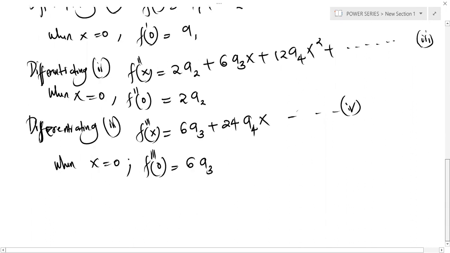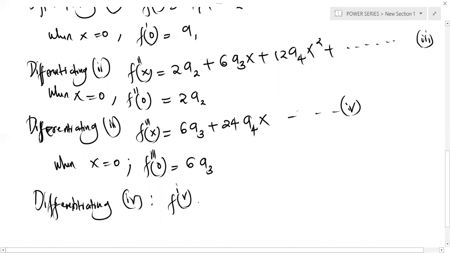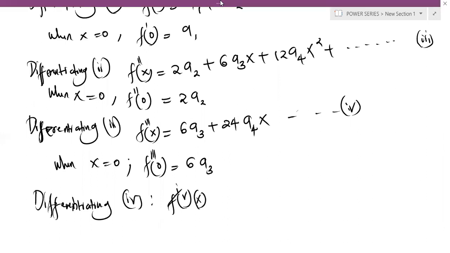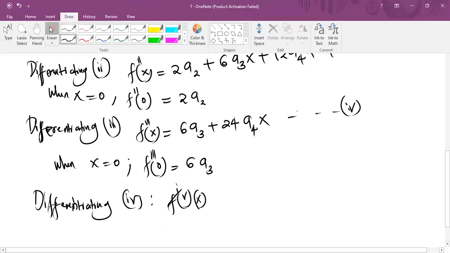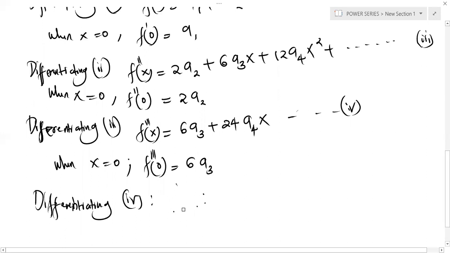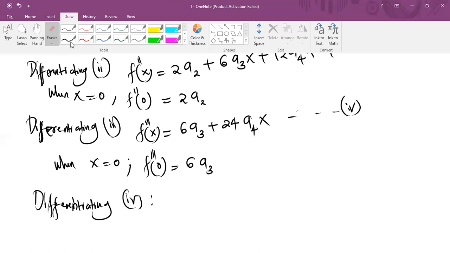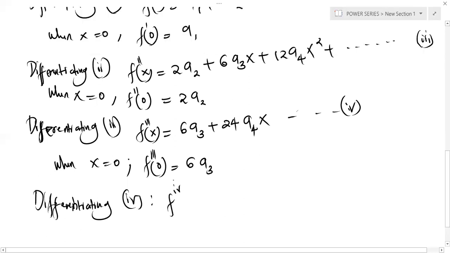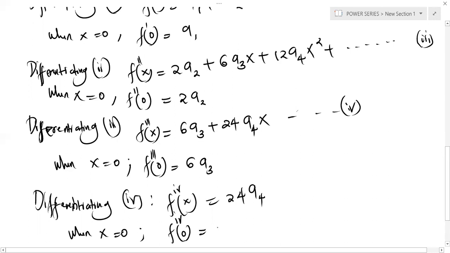Okay, fine. And now differentiating equation 4, that will give us f fourth prime of x. Differentiating on this side will give us 0. Differentiating this will be 24a4. So when x is equal to 0, we'll get that f fourth prime of 0 is basically just equal to 24a4.